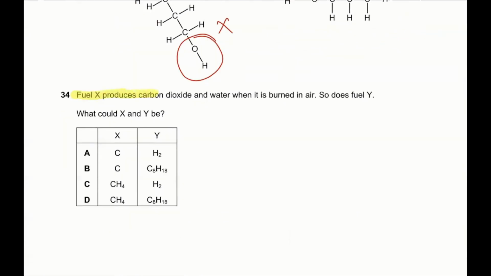Question number 34. Fuel X produces carbon dioxide and water when it is burnt in air. So does fuel Y. What could be X and Y? Guys, because fuel X and Y both produce carbon dioxide and water, they must contain carbon and hydrogen. So it cannot be ones that only contain carbon or only contain hydrogen. So D, methane and C8H18, octane. This is methane, which is an alkane, and octane, which we use in our car, C8H18, commonly known as gasoline. So both of these fuels, when burnt, will produce carbon dioxide and water.